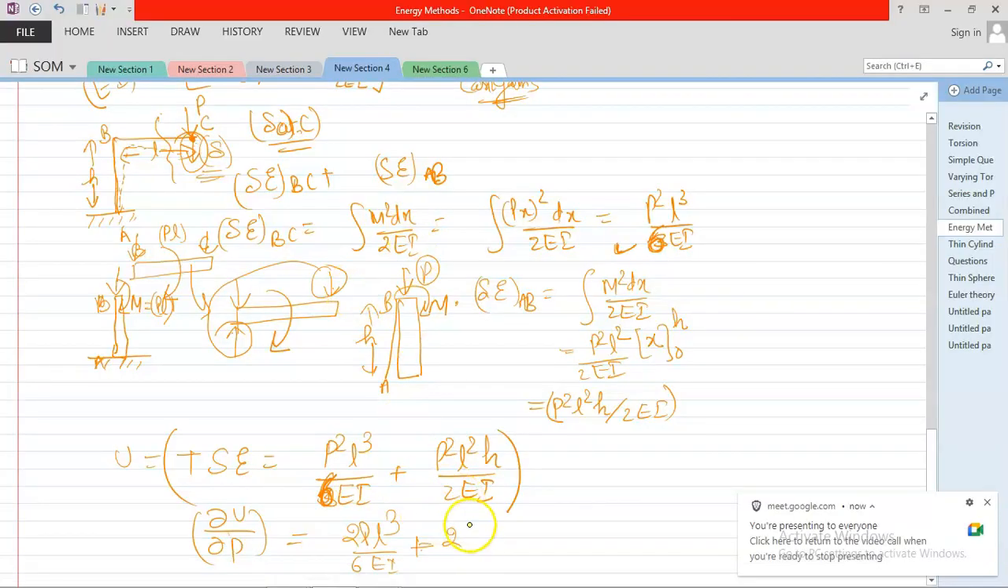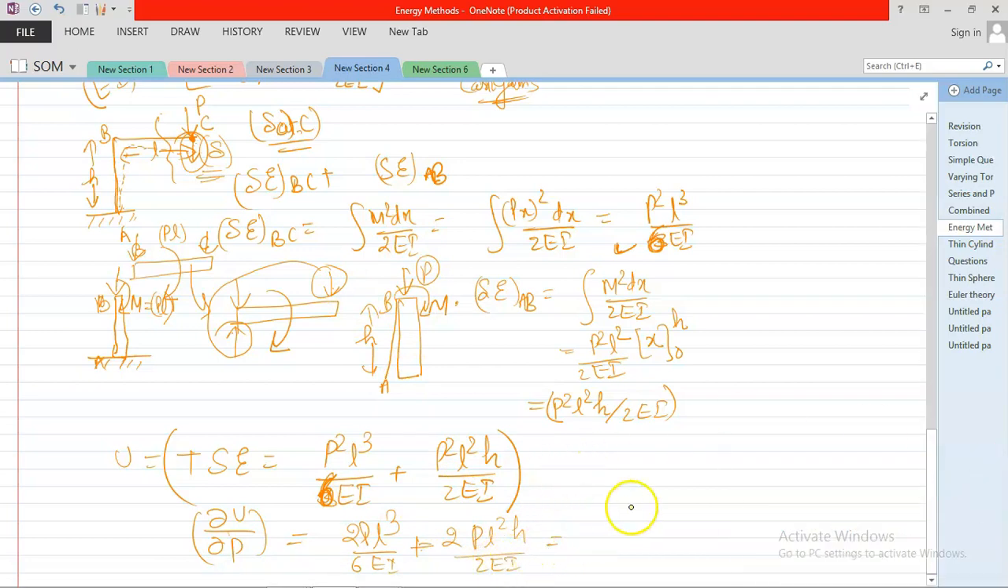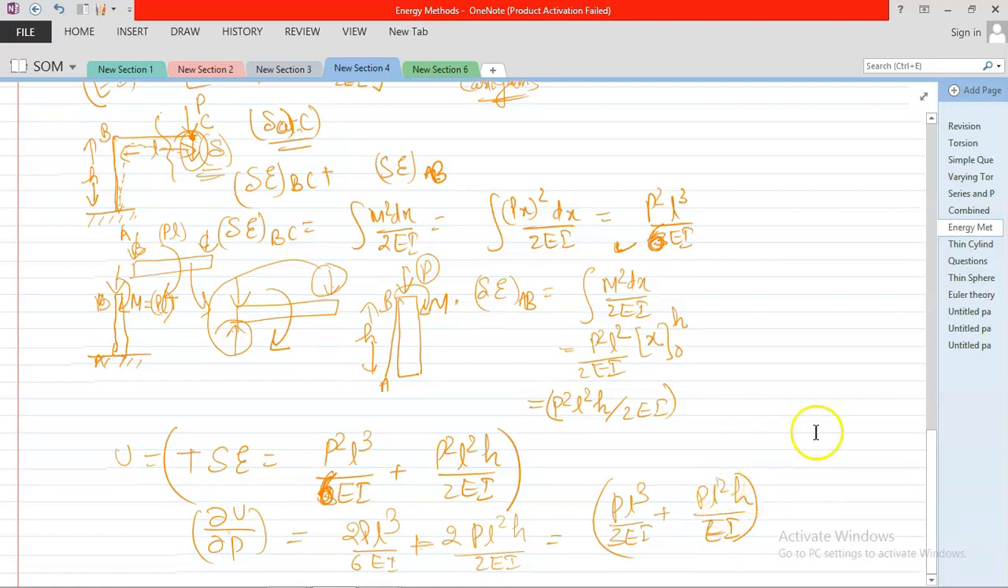Hello, the value is 2PL squared h upon 2EI. So you are getting the value as plus PL squared h upon 2EI. Sorry, EI. This is your deflection at point C in the vertical direction. Now I am going to ask it in another way. I hope everyone gets it. Is it okay with you?